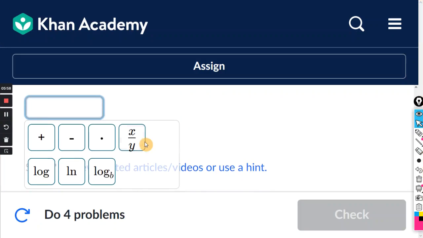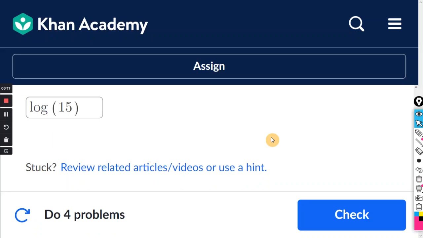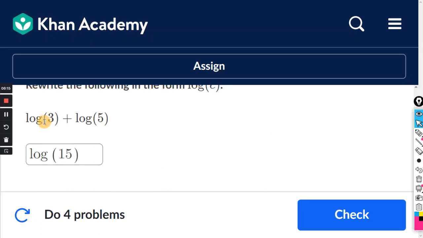So just click in the box and you can type log or click the log button and type 15. Okay, if you want to use parentheses, you can, but you don't necessarily need to. So it's just the log of 15. No base, it means base 10, but the originals didn't have the base either, so that's it.